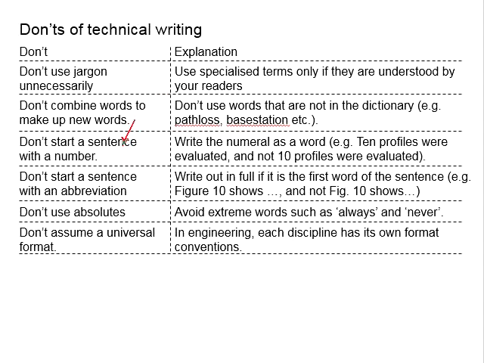Next, don't start a sentence with a number. When you need to start a sentence with a number, you will have to write it in words. For example, "Ten profiles were evaluated." The 10 here should be in words instead of the number 10. Next, do not start a sentence with an abbreviation. You will need to write it in full when it is the first word in the sentence. For example, "Figure 10 shows" and not "Fig. 10 shows."